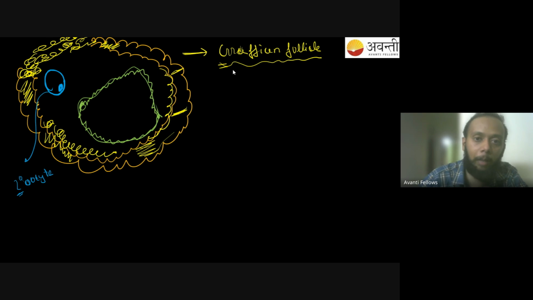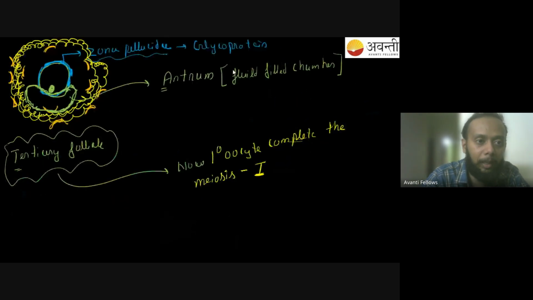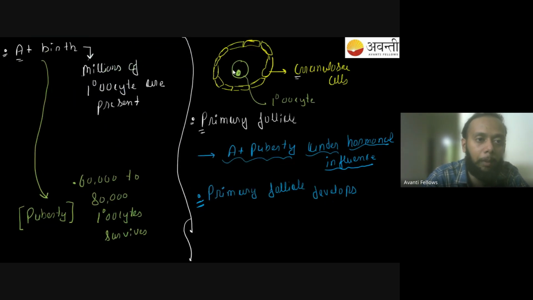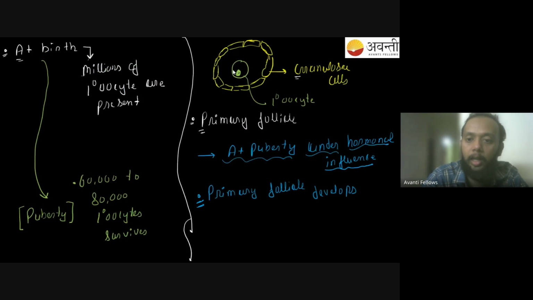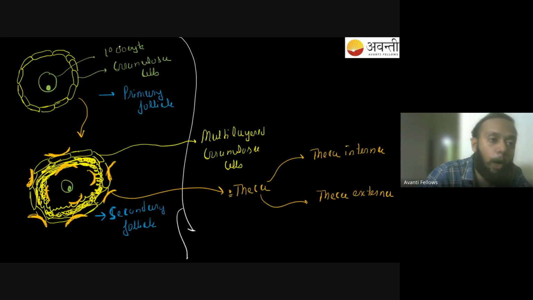So this is something that should be very clearly understood. Initially you have a primary follicle. Start from here. As soon as a girl hits puberty, what will happen? Under the influence of the hormones, your primary follicle will start developing. Every month a single follicle will undergo development. So my primary follicle, which was having what? Outer layer kya thi? Granulosa cells, and inside, the primary oocyte.